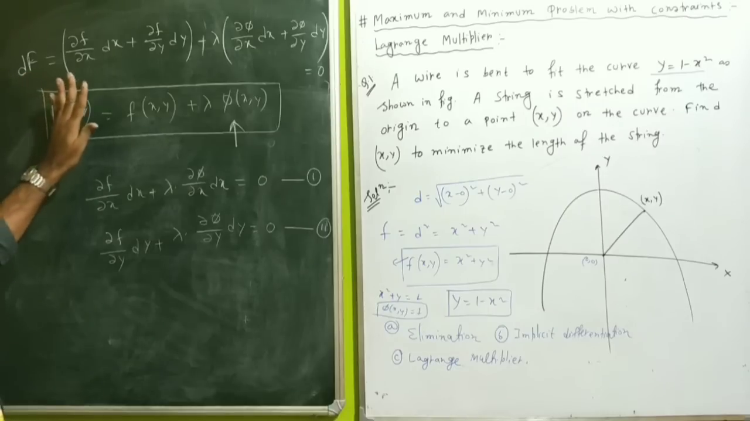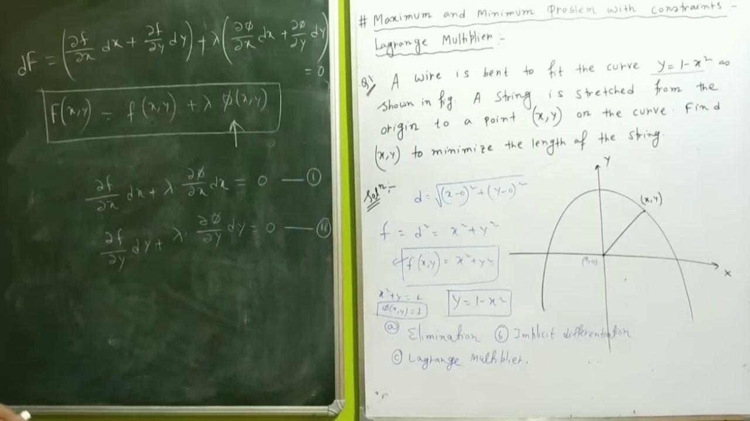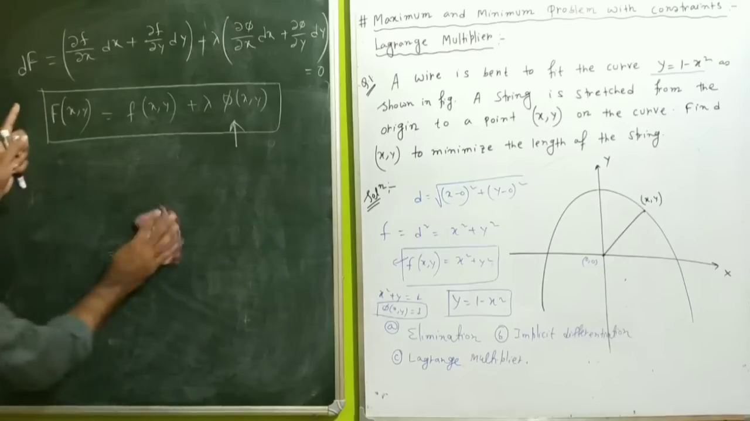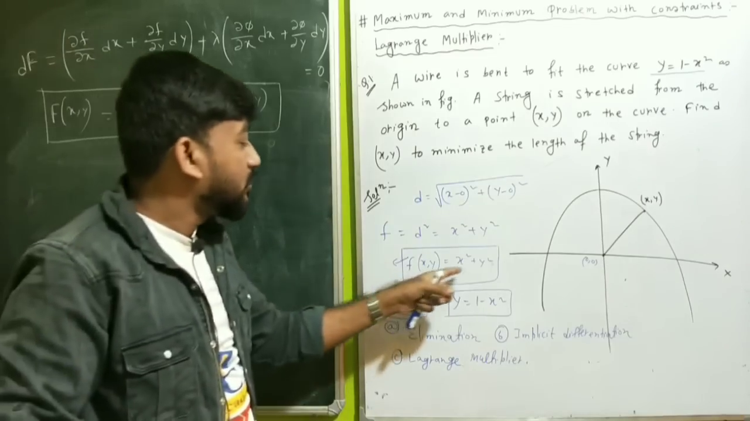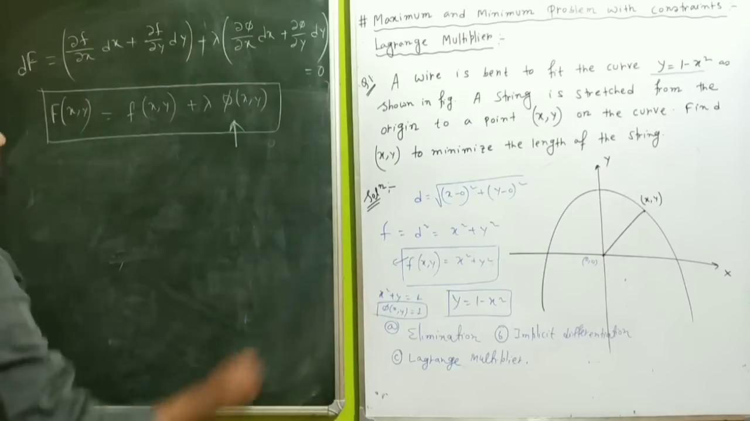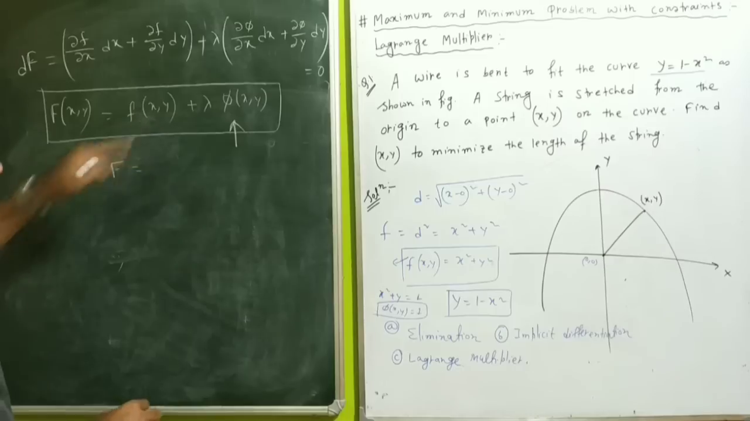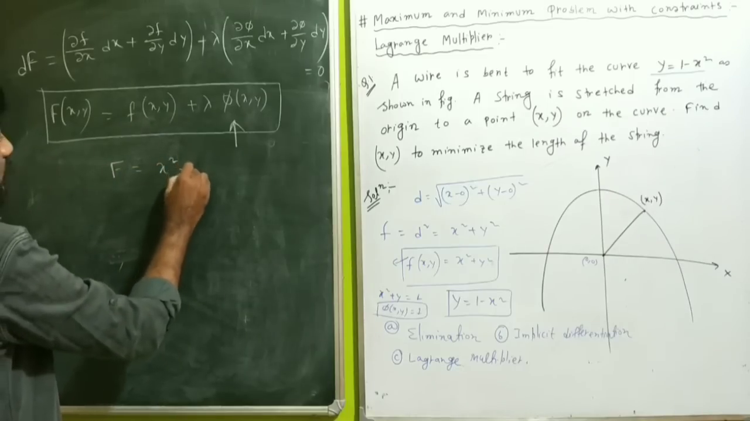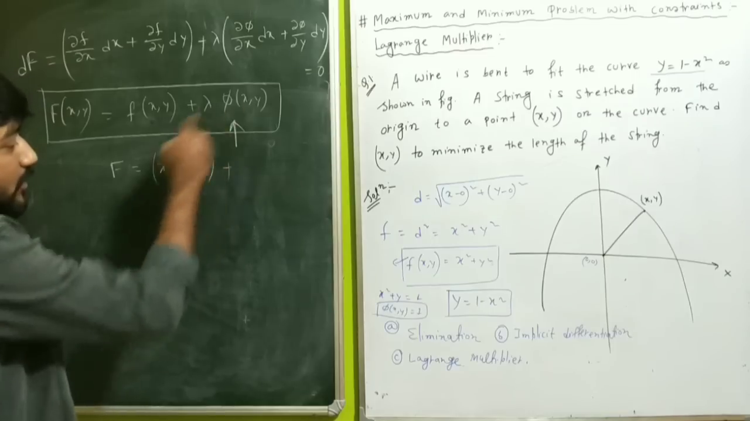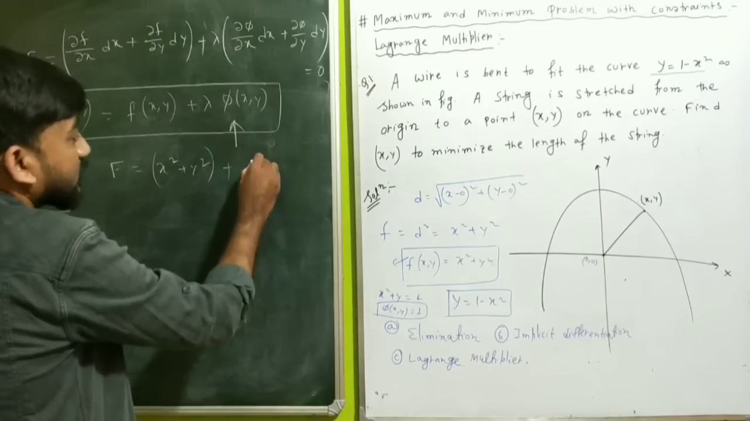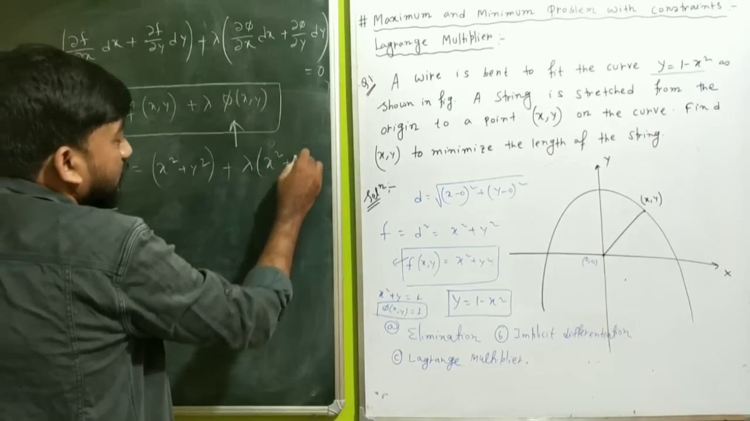So let me solve the same problem using this method, so that you can understand. You have to just construct this function capital F. So how can you construct it? You have f(x, y). For this problem, f is x square plus y square, plus lambda into phi, where phi is nothing but x square plus y. So we will have lambda into (x square plus y).